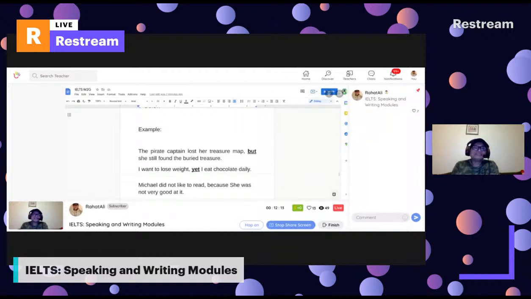So the pirate captain lost her treasure map. This is a complete sentence. She still found the buried treasure. Another complete sentence.